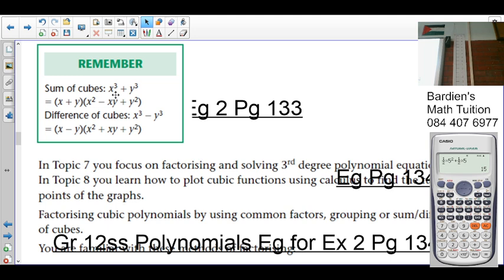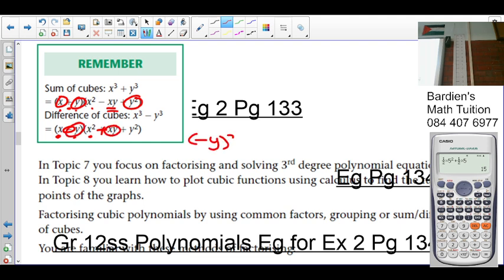Okay. So the rule says I must square the first term. And then the middle term will always be the opposite operation. So it's x times y is xy. And the last term squared. Likewise, the first term is squared. There's negative, so there's positive x times y is xy. And the last term is squared. Using negative y all squared, it's positive y squared.